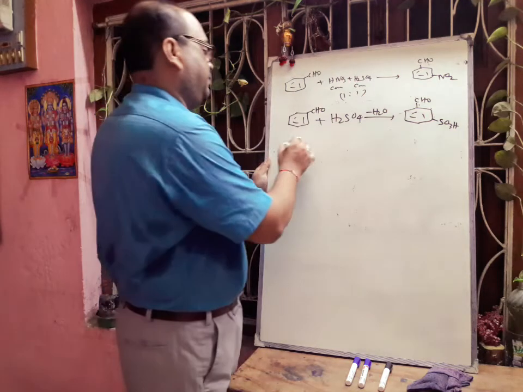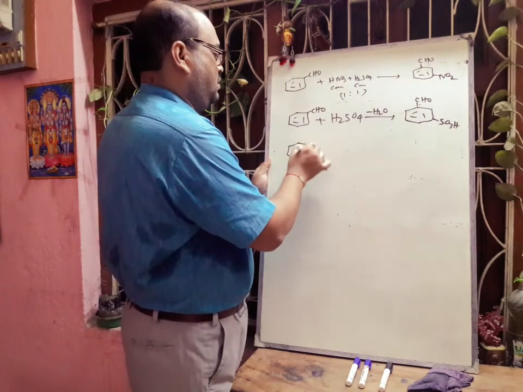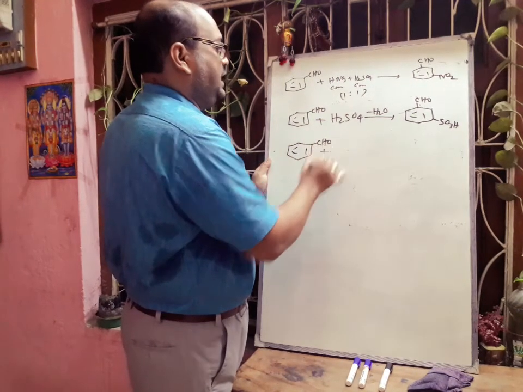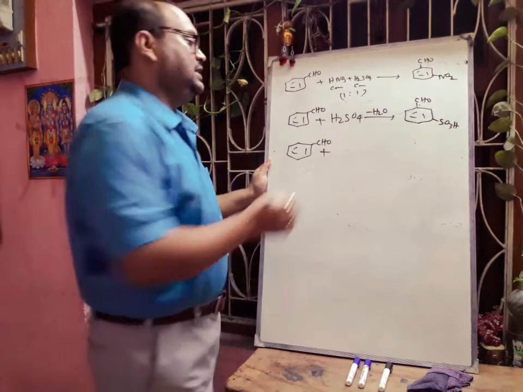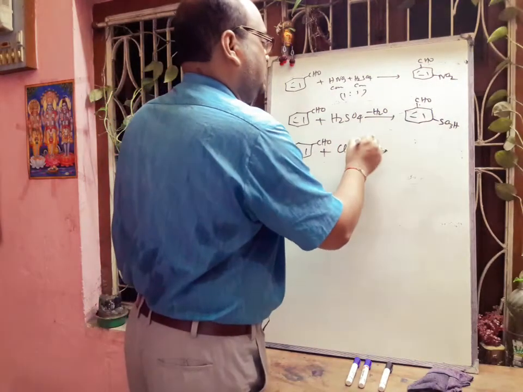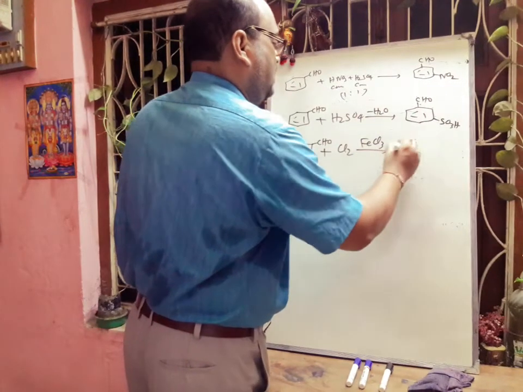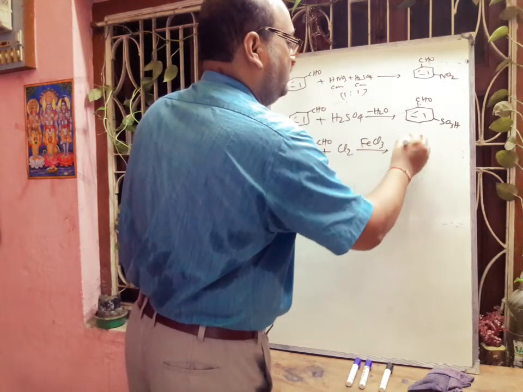Next, if we give benzaldehyde CHO and add chlorine and AlCl3, that means Cl2 and AlCl3, definitely there will be chlorination, and here also we get meta-chlorobenzaldehyde.